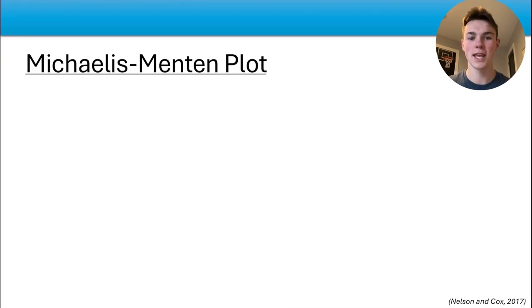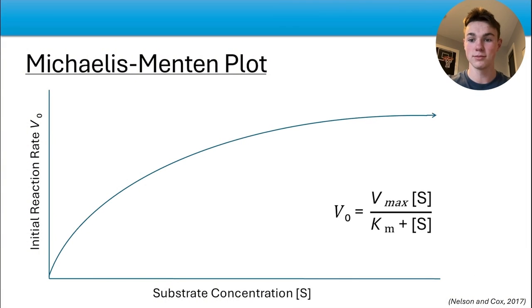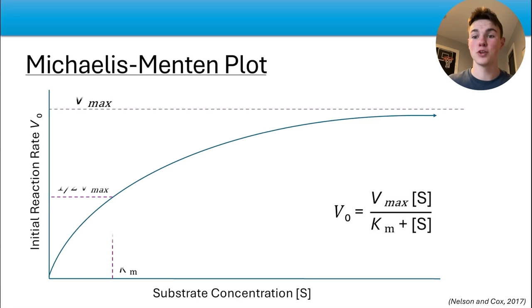Now let's talk about the Michaelis-Menten plot. Michaelis and Menten noticed this relationship between substrate concentration and reaction rate, came up with this plot, and made this corresponding equation. This graph was revolutionary because it allowed the determination of the maximum reaction rate, or velocity max, and Km, which is the Michaelis-Menten constant.